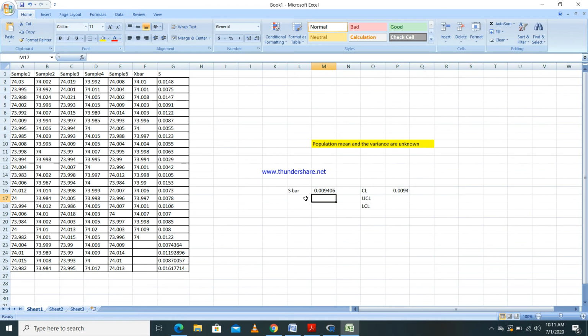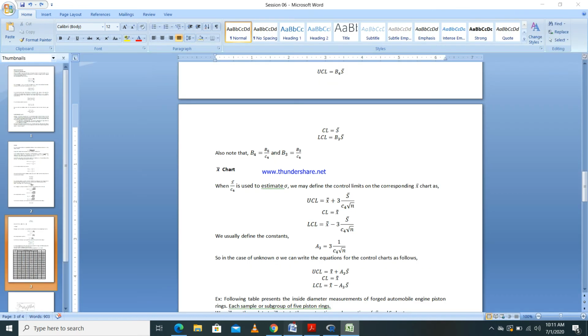That is the B4 value, 2.089. Okay, so B4 is known, and we can calculate the upper control limit: you multiply B4 by S bar and you will get the value for the upper control limit.